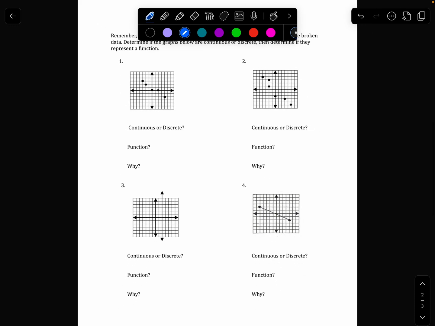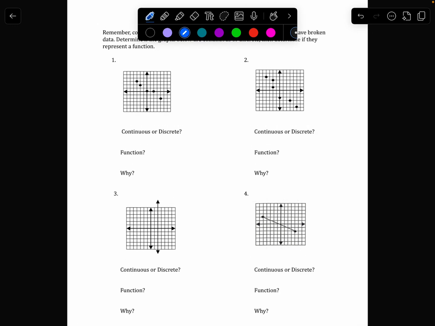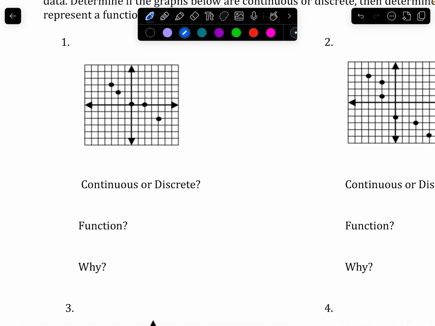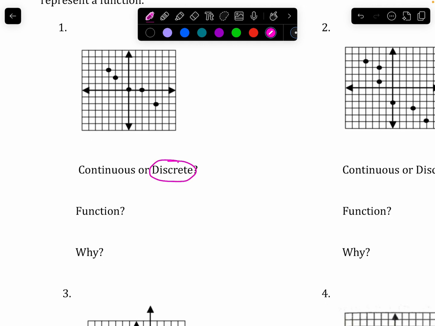So when you look at these first 4 problems here, I need to know whether or not they are continuous or discrete, and then again, whether or not they are a function. So it tells me up in the directions that continuous graphs have unbroken data, and discrete graphs have broken data. So when you look at number 1, I do not have a line that connects between my dots that I see on my graph. Because there is not unbroken data in between coordinates, everything is broken, I can list my values very specifically. This is going to be considered a discrete graph.